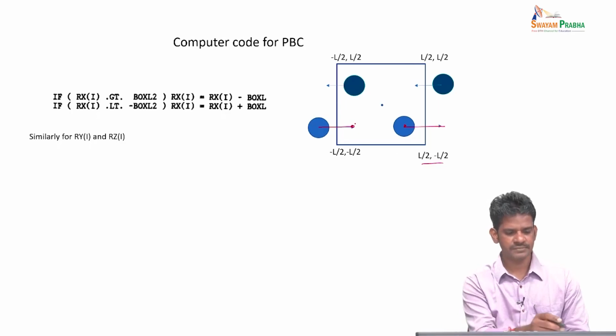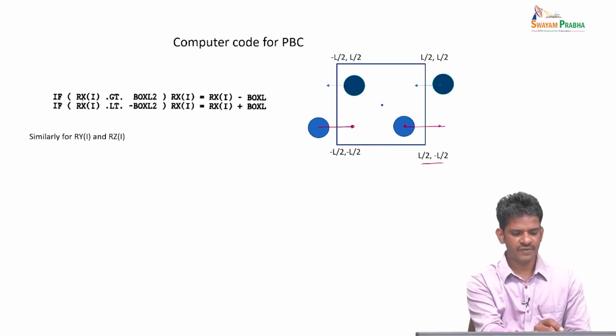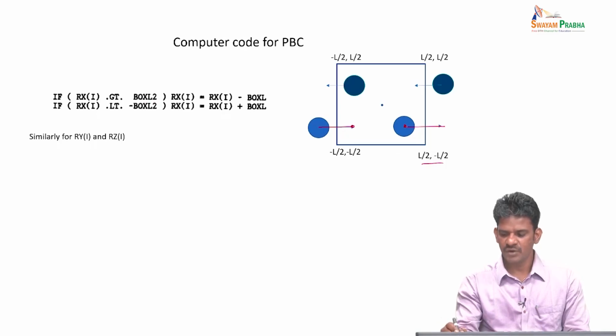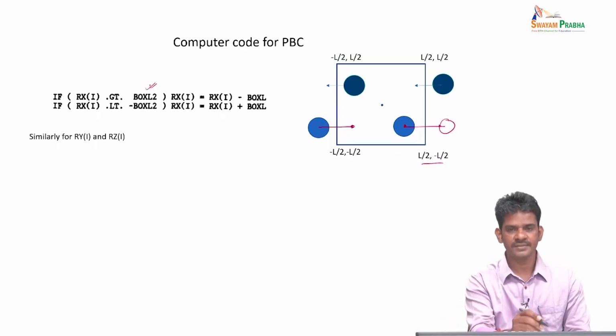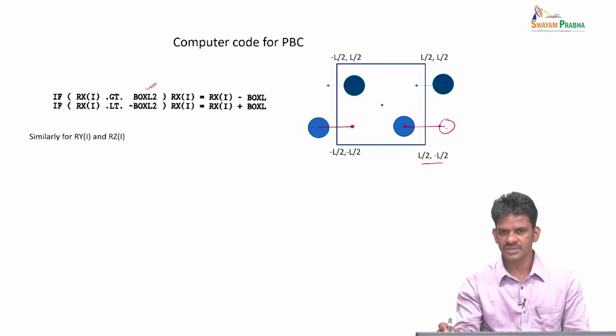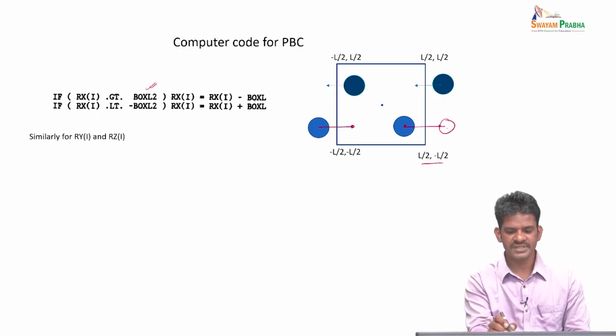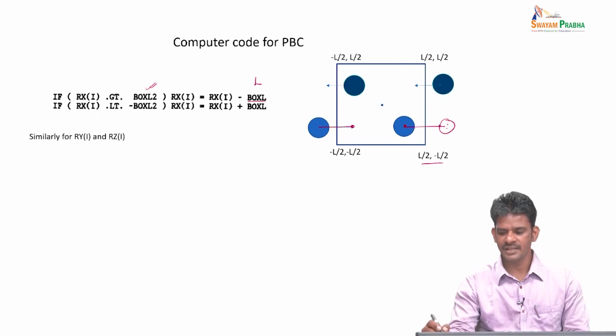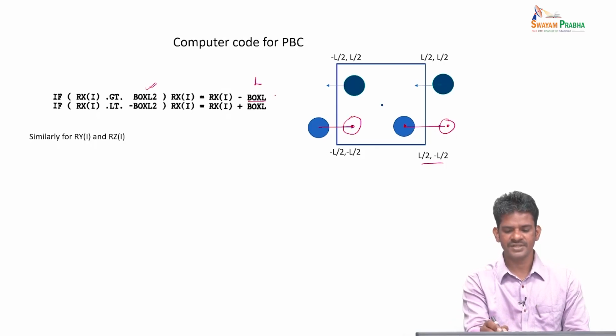The way you do that is, at any given point of time, you check whether your X position is greater than half of the box length. That means if this molecule goes here, this condition will be satisfied. When the molecule escapes the box, its position is above L/2 in the X direction. In that case, you change the particle coordinate by subtracting the box length L. When you subtract the box length from its coordinate, the particle is put back here. That is what this particular statement does.